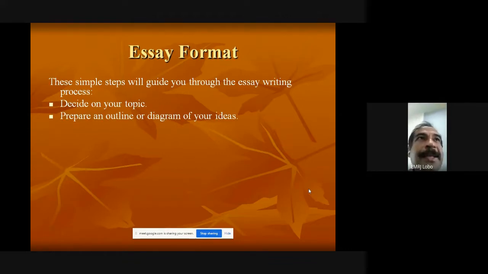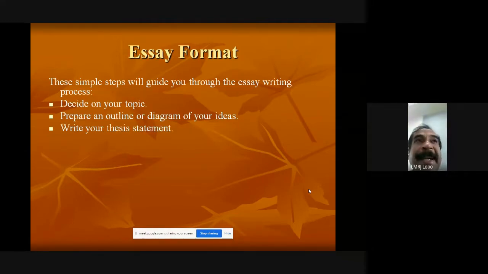So the first thing you do is prepare an outline or a diagram of whatever ideas you have on the particular topic given to you. This may be your unique ideas. This may be ideas which you have heard from someone else. This may be some quotes that someone else has used, but you wish to use in your essay. All this has to be clubbed together and put in your diagram of ideas.